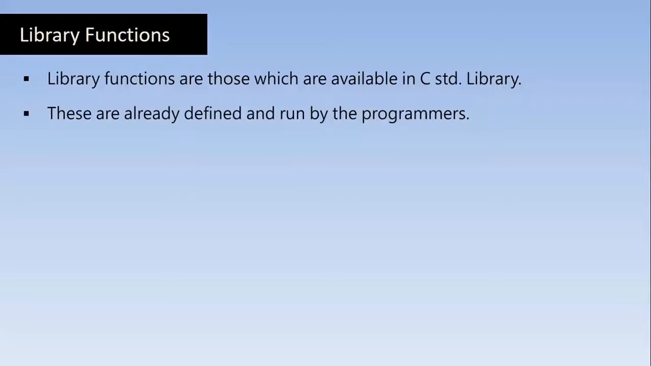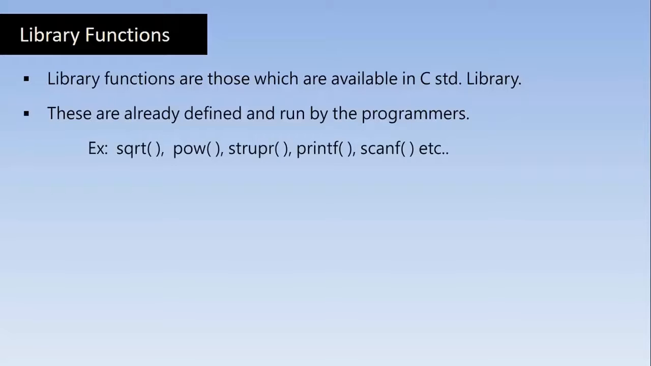That's it. We're not bothered about the code. They're already built in. They are already defined by the programmers, and we have got all those in the C standard library. We're going to only call those functions with their names and we get the work done. That's it. Apart from these functions, if we want any other extra tasks to be done, we should write our own functions, which are called user-defined functions. Examples for library functions are square root, power, string upper, printf, scanf, and so on.